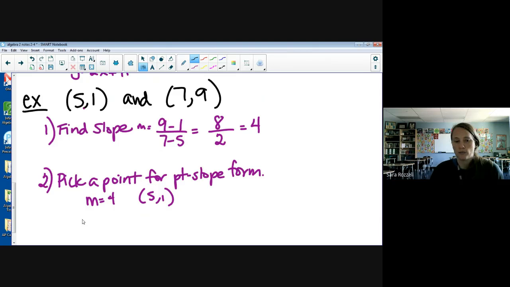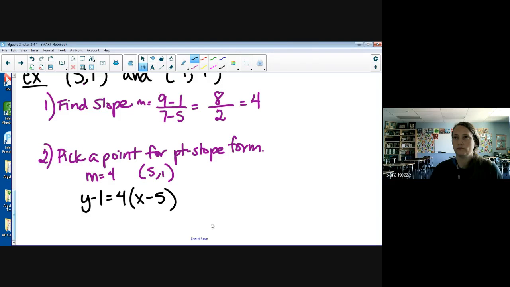So we're going to do y minus y1. So y minus 1, because our y1 is 1, equals, what's our m value? 4. So that equals 4, and then we have x minus 5. So that's the equation in point slope form. You could have used the other point and it would have been just as correct. So if you had y minus 9 equals 4 times x minus 5, that's also okay.